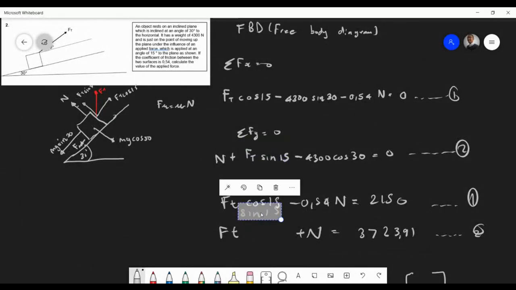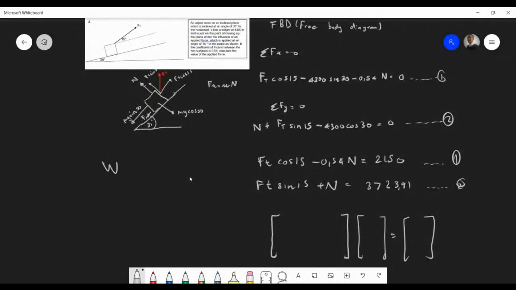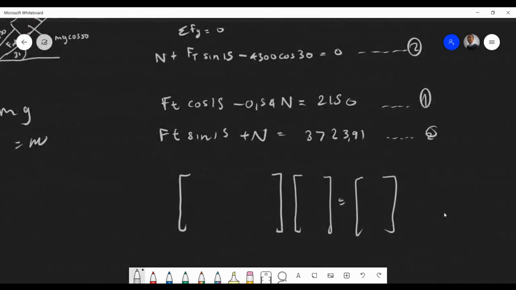You can do this by substitution if you want. Remember, weight equals mg, and if you were to find the mass, you'd divide 4,300 by g, assuming that we're on Earth and not on Mars. We can find the mass of the object if you want another mass, but of course they give it to us for the ease of the calculation. So here we have cos 15 minus 0.45 sine 15, and 1.